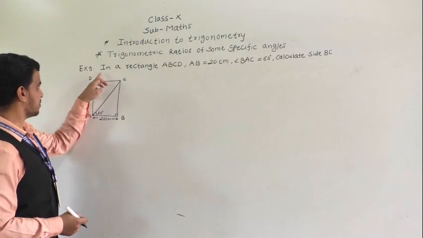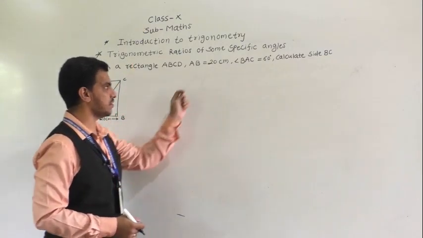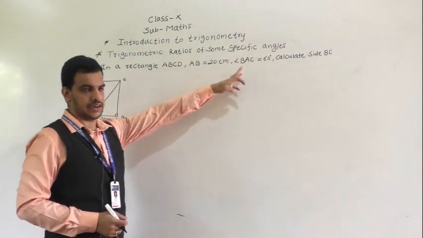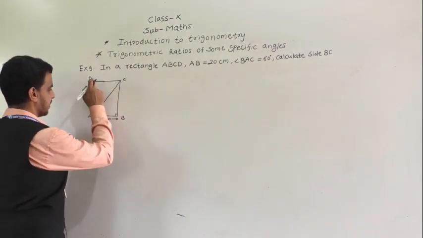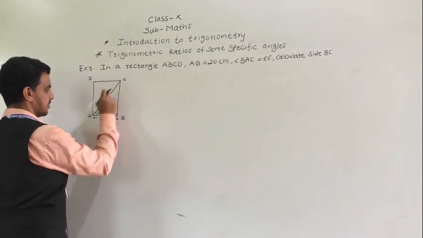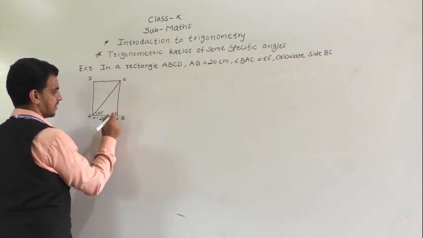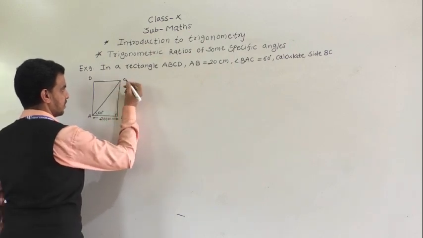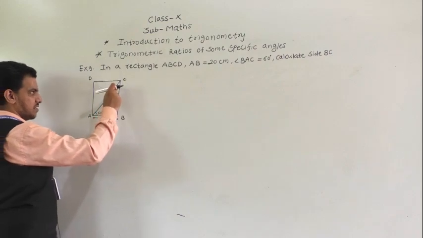The next example is a rectangle ABCD. AB is 20 centimeters, angle BAC is equal to 60 degrees, and we have to find side BC. So ABCD is a rectangle, angle BAC is equal to 60 degrees. Now we know that in a rectangle all angles are right angles, so angle B is a right angle. By the angle sum property, we can find angle C. But here there is no need to find angle C.